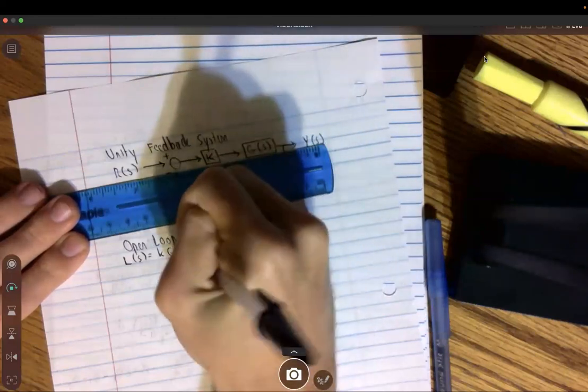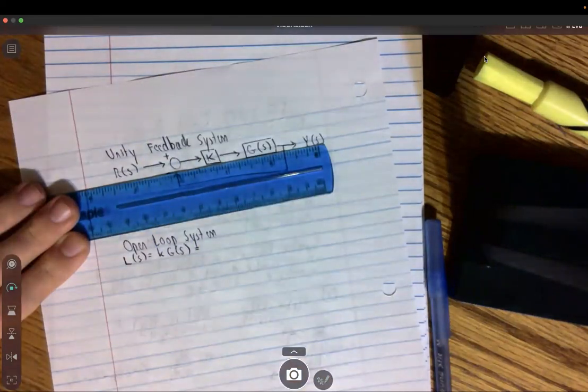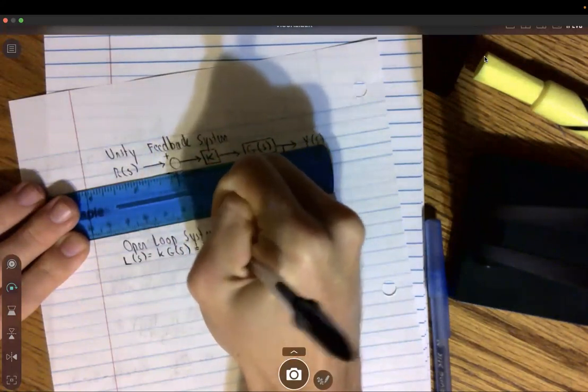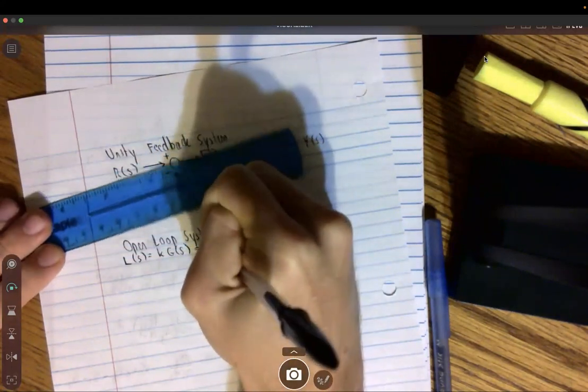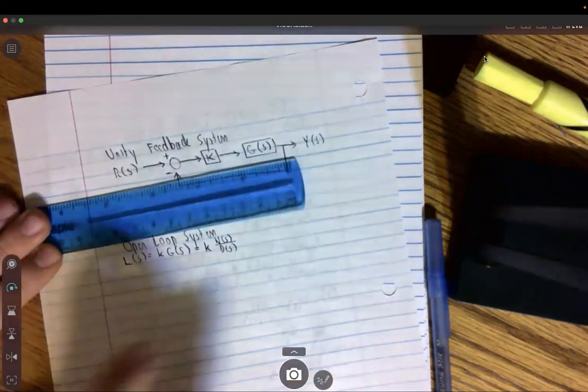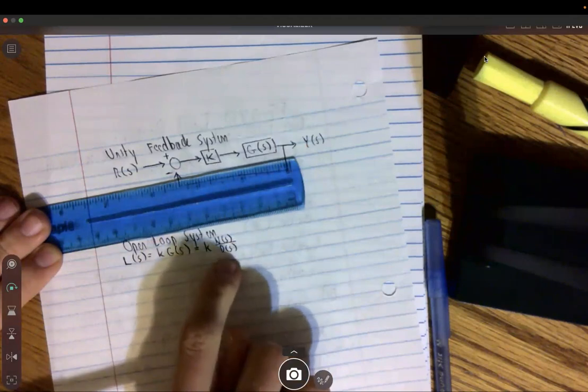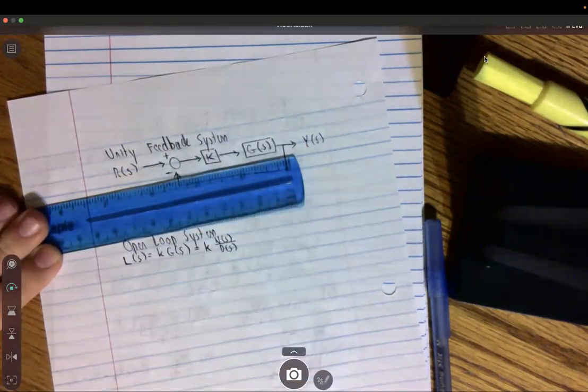And we're going to see that G of S, remember, that's our system. So it's going to have a numerator, N of S, all over the denominator, D of S. And so the N of S would just be your zeros within this system, and then D of S would be your poles within that system.